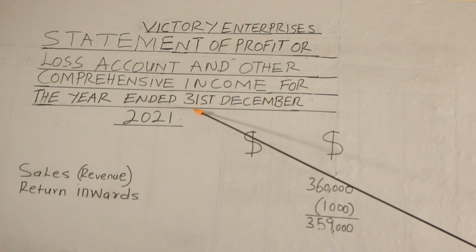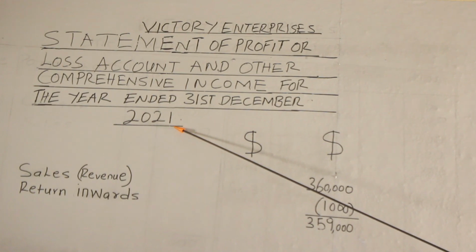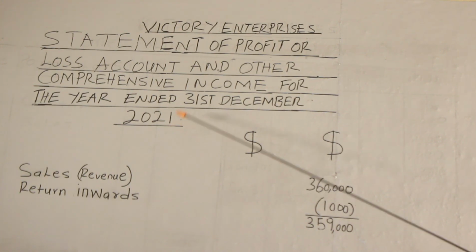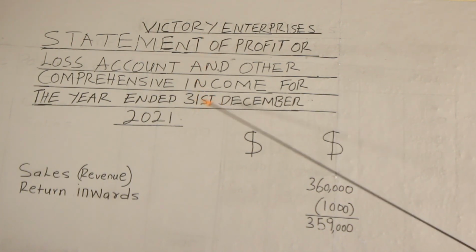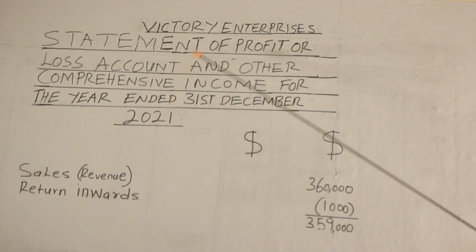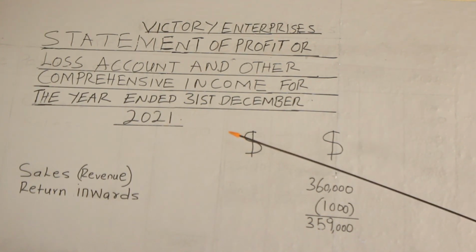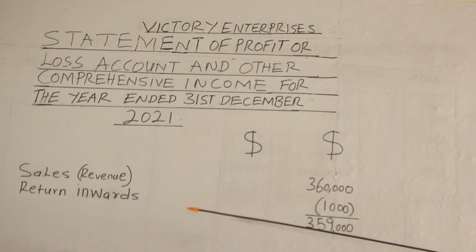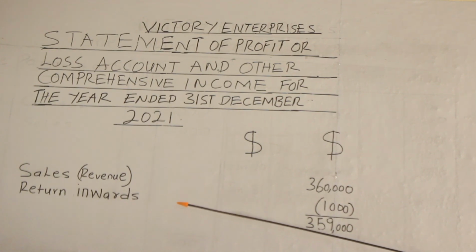So if this account is ending by 31st December 2021, it means that Victory Enterprises started operation from 1st January 2021 to 31st December 2021. If you calculate from 1st January 2021 to 31st December 2021, it will give us 12 months. And now, we said the first part we are going to show in the preparation of statement of profit or loss account and other comprehensive income is the trading aspect showing the sales.